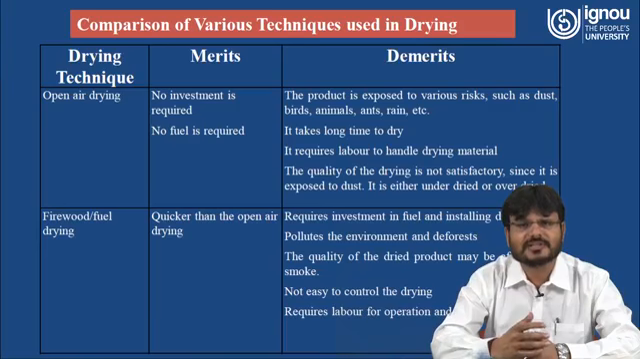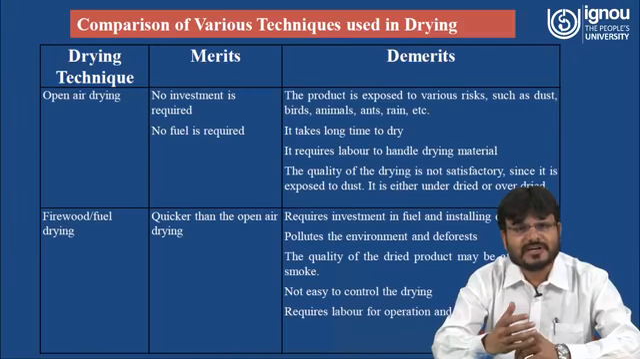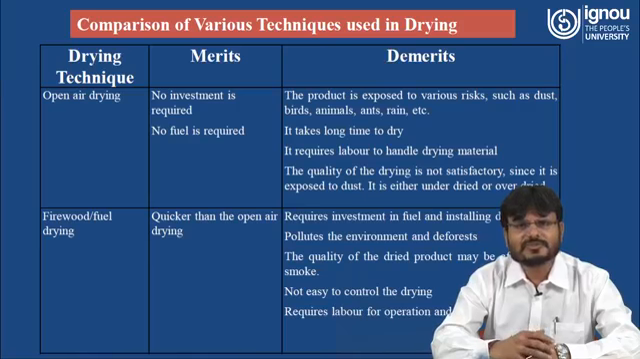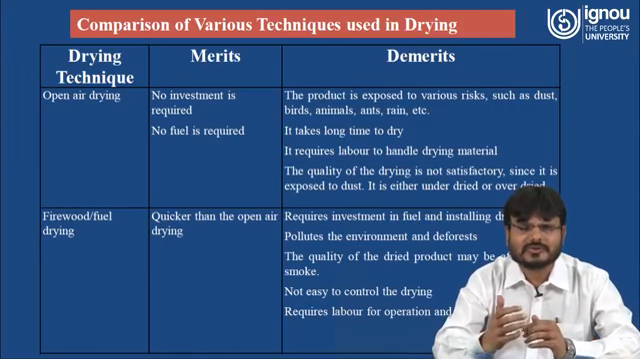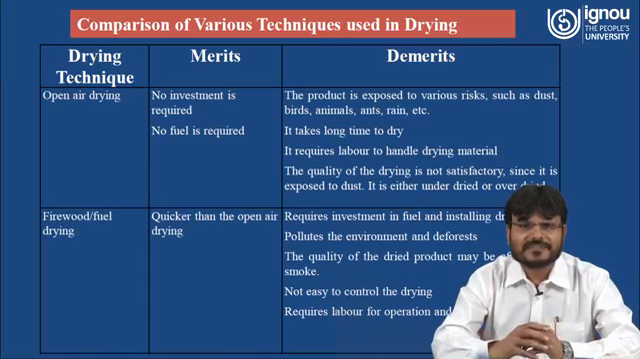That means you are cutting different plants, and when the firewood burns, it will pollute, with some carbon dioxide emission. Due to this, the quality of the dried product may be affected by the smoke, and it is not easy to control the drying. That means you are not able to control the temperature of that particular product during drying, and it requires labor for operation and maintenance.